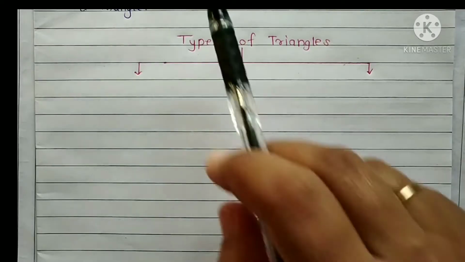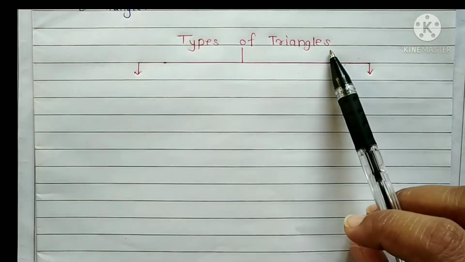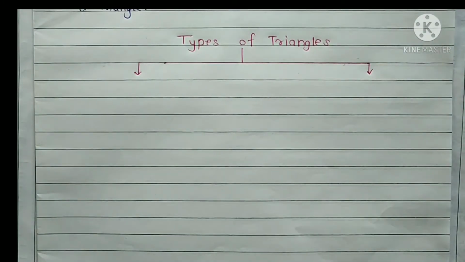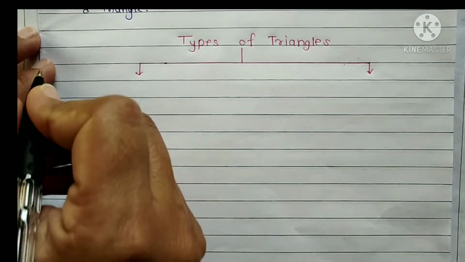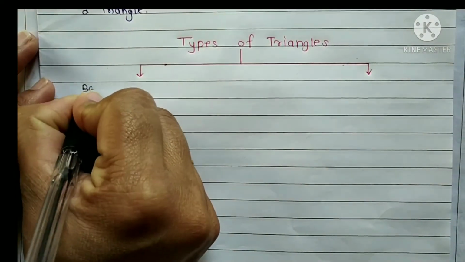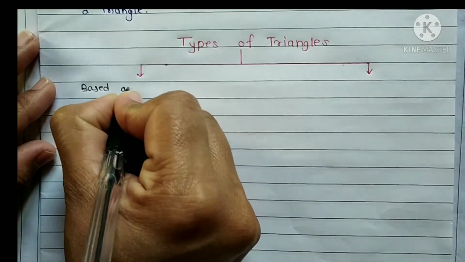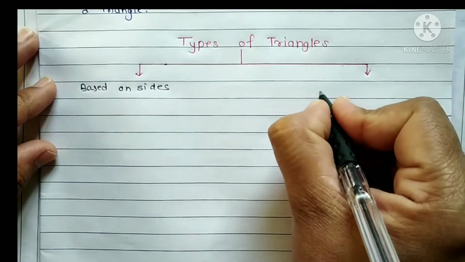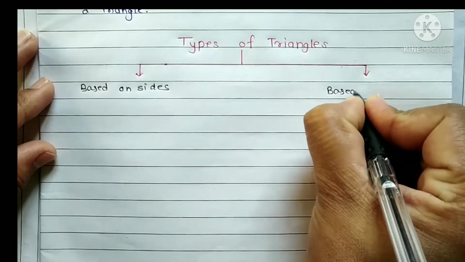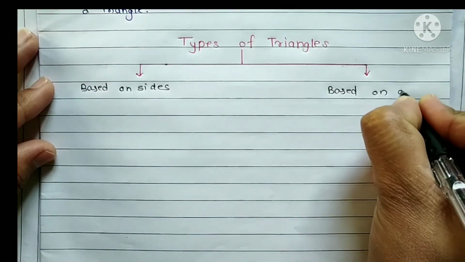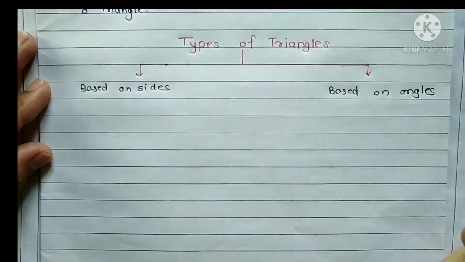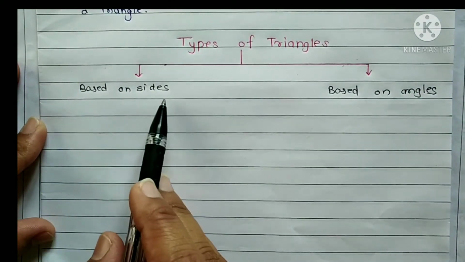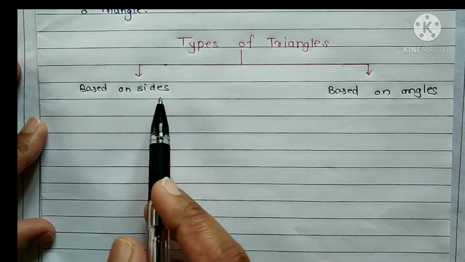Now we will learn types of triangles. One way in which triangles can be classified is based on sides, and another way is based on angles. So first we will learn types of triangles based on sides.